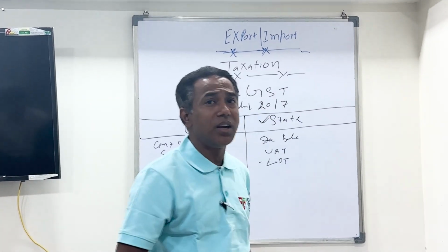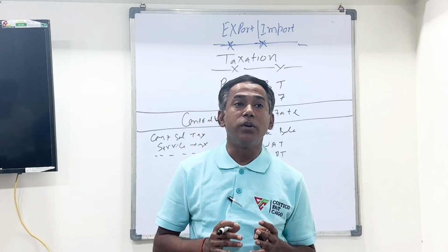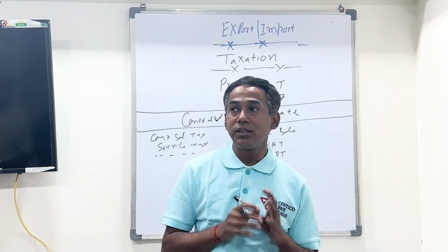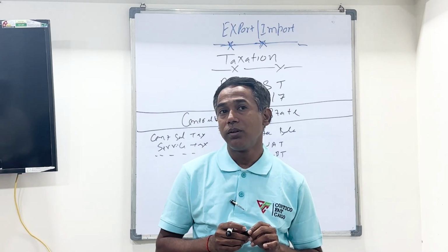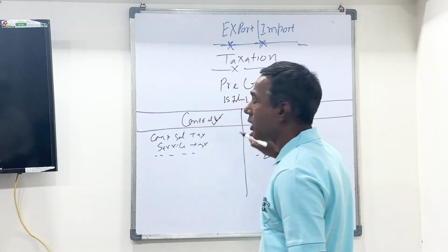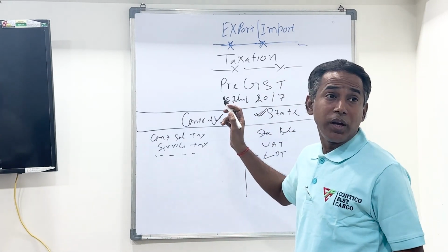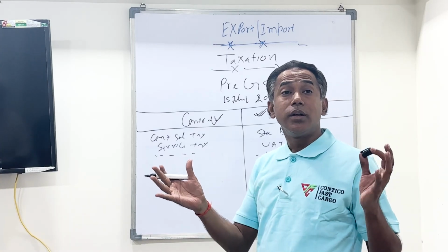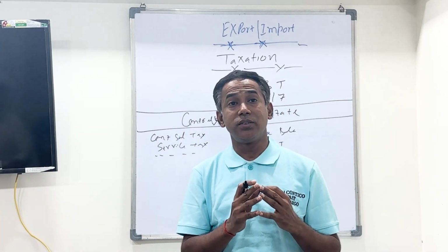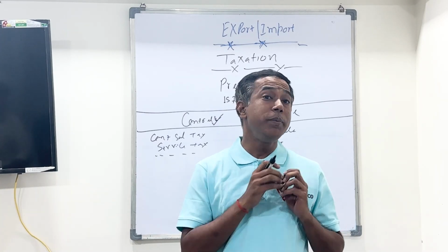So both state and center had the power to put their taxation system on the people, and they all had their own way of doing it, with their own percentages and everything. So what did GST do? GST combined all the taxation systems so that things become simple. Now how does it become simple?